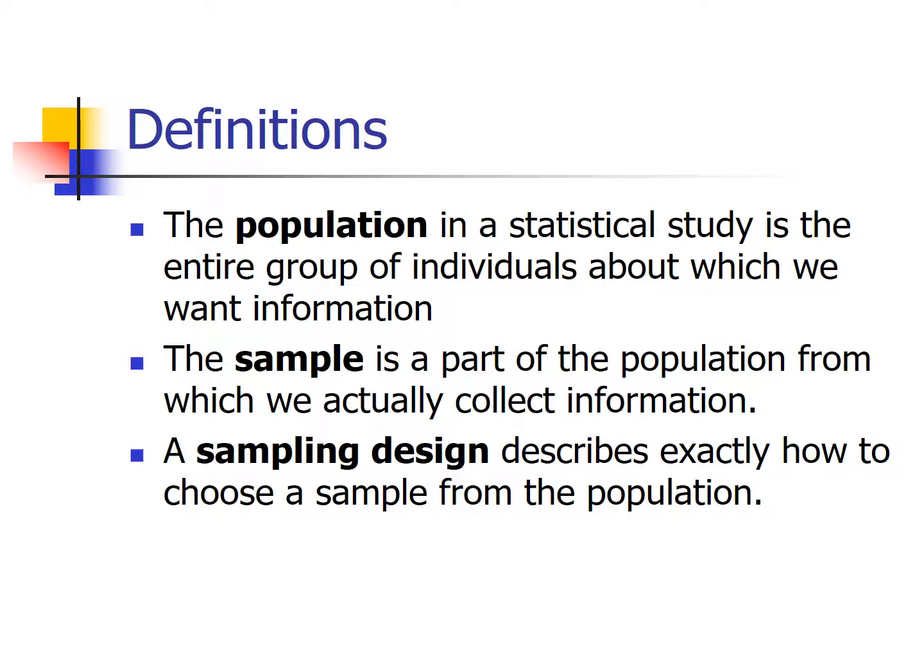Now, a few more definitions. The first definition is that of population. So a population in a statistical study, it's the entire group of individuals about which we want information. The sample is a part, a segment, a subset of this population from which we actually collect our data. And the third bullet point, the sampling design, it's a description, it's an algorithm, it's a method about how we're actually going to go about and select a sample from the population. The sample's a part of the population. The sampling design tells us, well, how do I decide what part of the population it is that we want to look at?